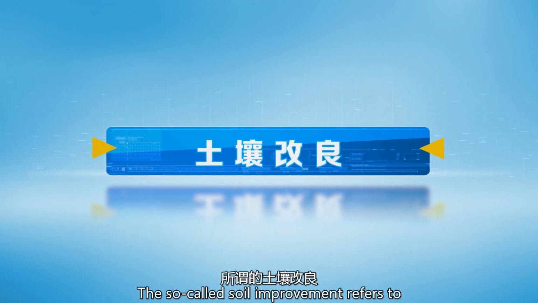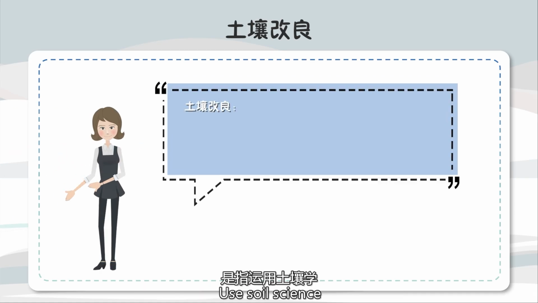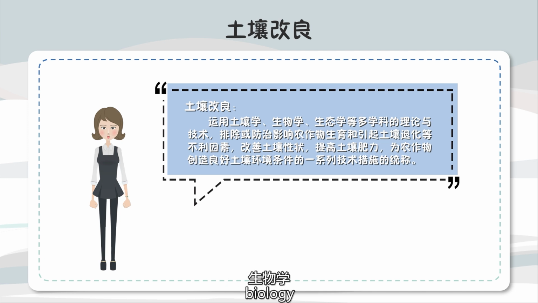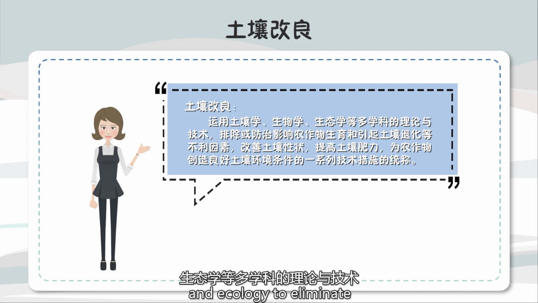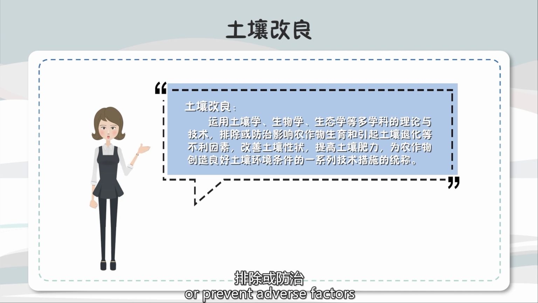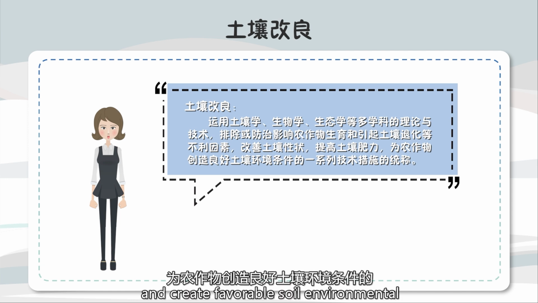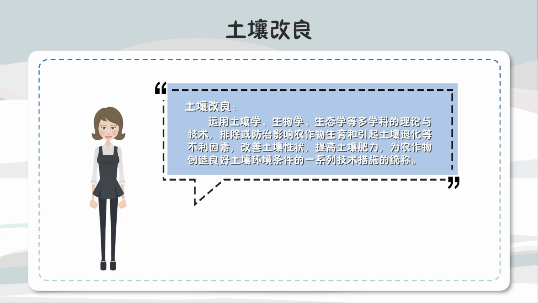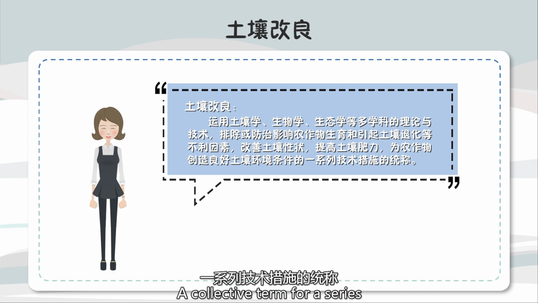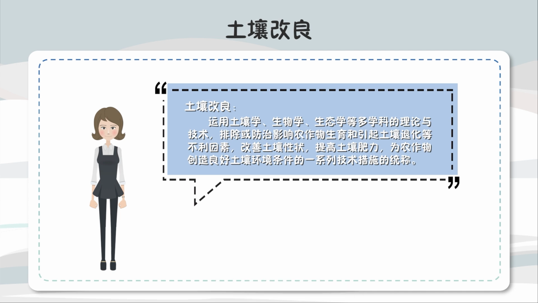The so-called soil improvement refers to using soil science, biology, and ecology to eliminate or prevent adverse factors that affect crop growth and cause soil degradation, improve soil properties, enhance soil fertility, and create favorable soil environmental conditions for crops. It is a collective term for a series of technical measures.